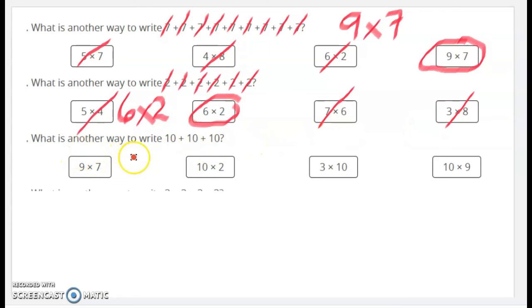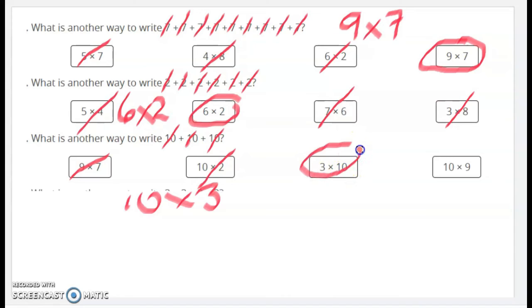The same with the last equation. What is another way to write 10 plus 10 plus 10? So how many times is the number 10 being repeated here? 1, 2, 3. So this is 10 times 3. Is it here somewhere? 10 times 2 is not. Okay, 3 times 10 is the same as 10 times 3. So our correct choice is this one here. We cross this out.